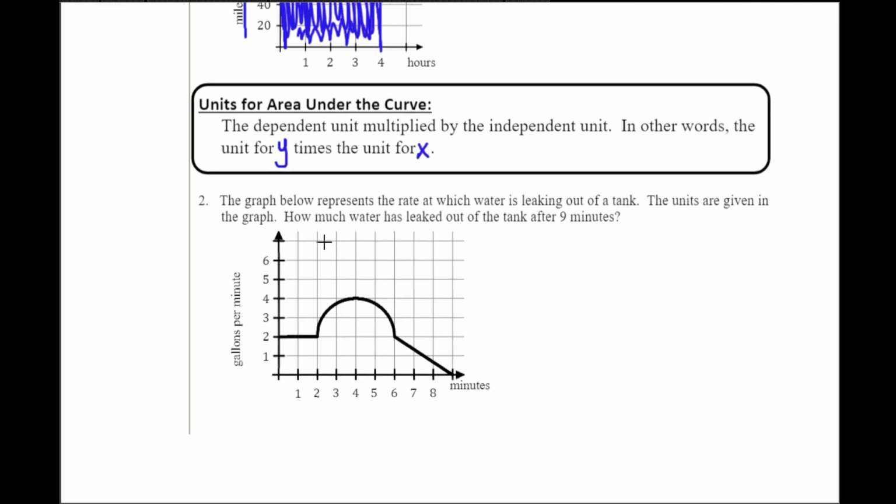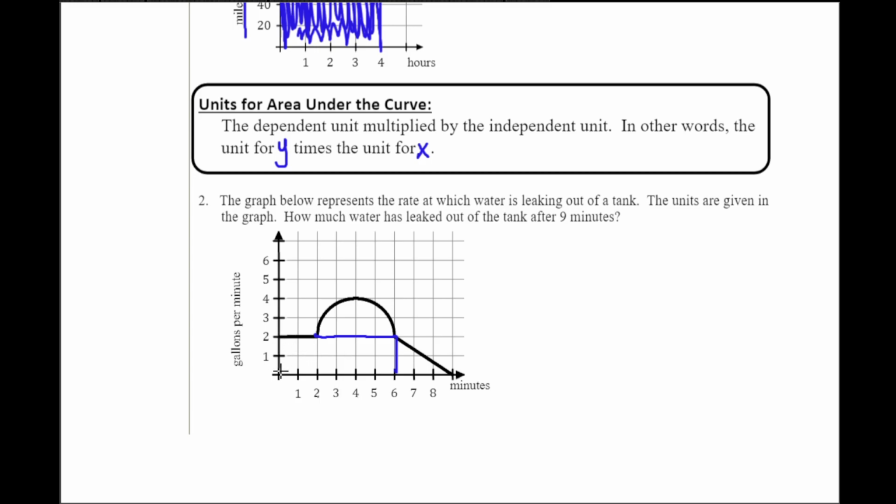In this next example, the graph below represents the rate at which water is leaking out of a tank. The units are given in the graph. How much water has leaked out of the tank after 9 minutes? Same thing, we just want to find the area beneath the curve here, from 0 to 9. It's a kind of weird shape, right? Not just a simple rectangle like the one before. However, we can break this up into nicer shapes. For example, if I draw it like that, this is a rectangle, a semicircle, and a triangle.